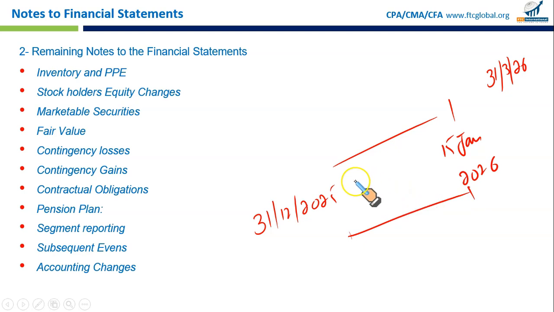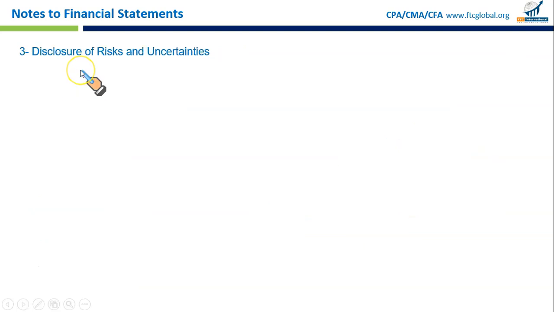Next, we have accounting changes. This note explains any changes in how the company prepares its financial statements. If the company switched from one accounting method to another, they would need to explain this change and its impact on the financial statements.